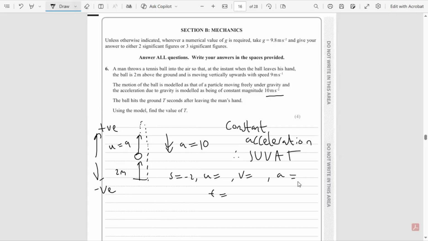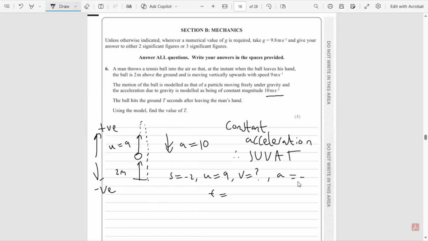So then the initial speed, as we know, is 9. We're told that. We don't know the final speed at this moment, but we know the acceleration. Well, the magnitude of acceleration is 10, but because remember, we're dealing with vector quantities, acceleration is a vector quantity, just like displacement is, just like velocity is.